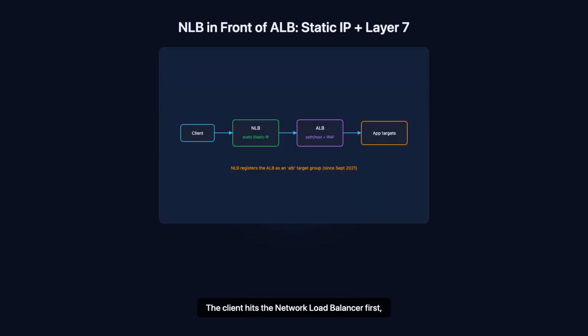The client hits the network load balancer first, which carries the static elastic IP the firewall whitelists. The NLB forwards that TCP traffic to the application load balancer, which applies all the layer 7 magic, path and host routing, plus WAF. And finally, the ALB sends the request on to your application targets. You get the fixed IP from the front and the content routing from the back. The NLB registers the ALB using a special ALB target group type, which Amazon Web Services added natively back in September 2021, precisely because so many teams needed both at once.